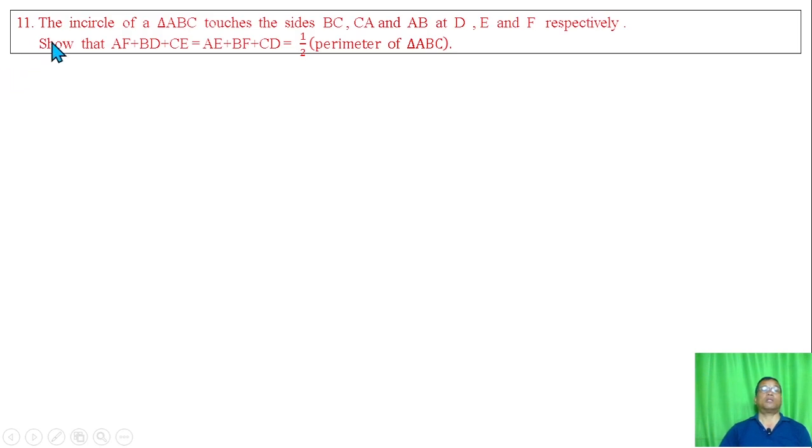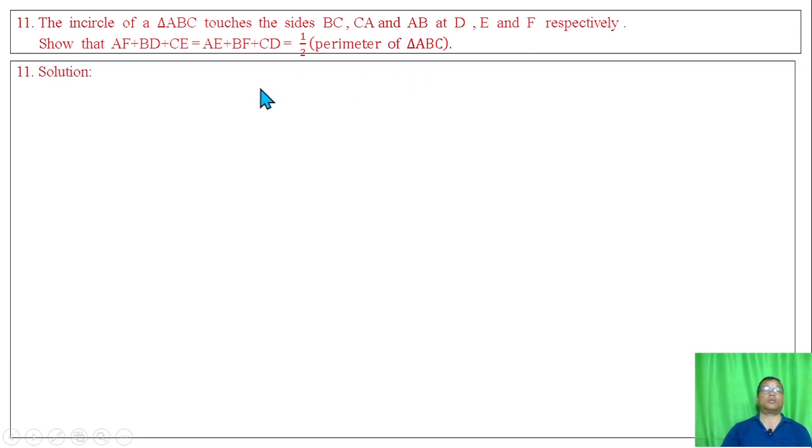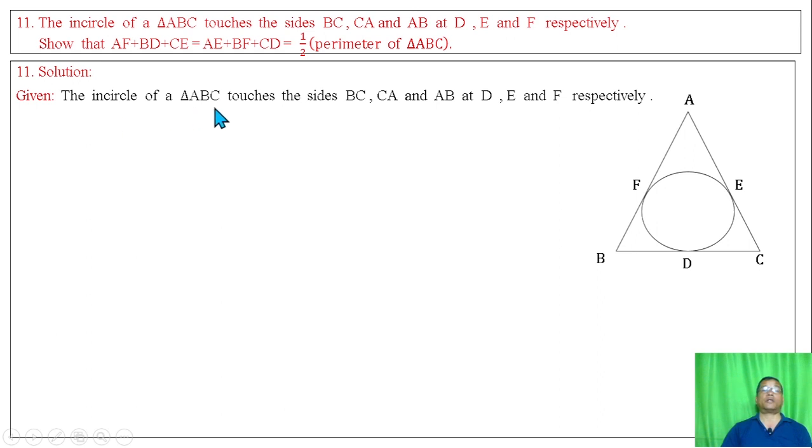Question number 11. The incircle of a triangle ABC touches the sides BC, CA, and AB at D, E, and F respectively. Prove that AF plus BD plus CE equals AE plus BF plus CD equals half of the perimeter of triangle ABC. Given the incircle of triangle ABC touches the sides BC, CA, and AB at D, E, and F respectively. To prove AF plus BD.